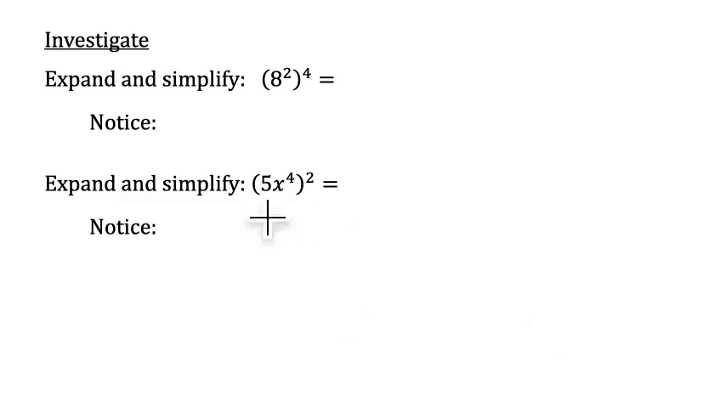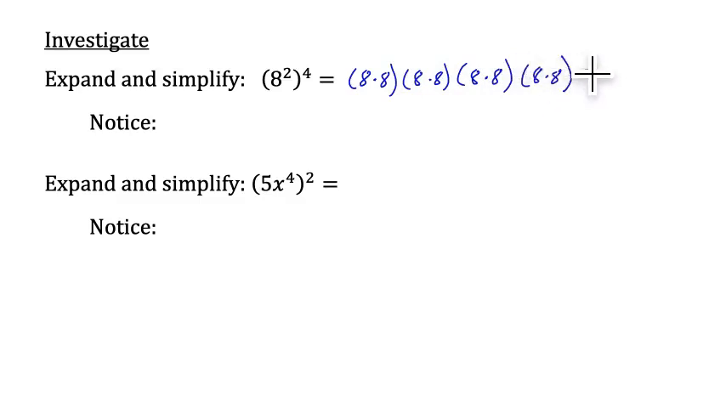Let's investigate a little bit more. Now here we have a different situation. We have an exponential number raised to another exponent. So we have 8 squared, which is 8 times 8, raised to the 4th power, which would be 8 times 8 times 8 times 8 times 8 times 8 times 8 times 8. Well, if we count up all those 8s, we notice that there's 8 of them. So this would be 8 to the 8th power.